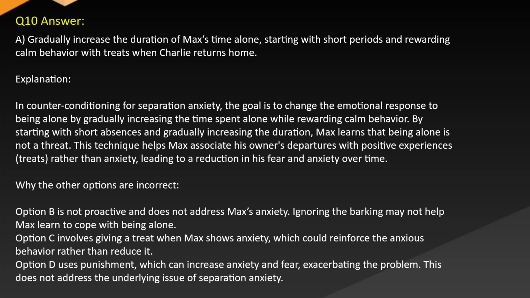While the other options are incorrect, option B is not proactive and does not address Max's anxiety. Ignoring the barking may not help Max learn to cope with being alone. Option C involves giving a treat when Max shows anxiety, which could reinforce the anxious behavior rather than reduce it. Option D uses punishment, which can increase anxiety and fear, exacerbating the problem. This does not address the underlying issue of separation anxiety.